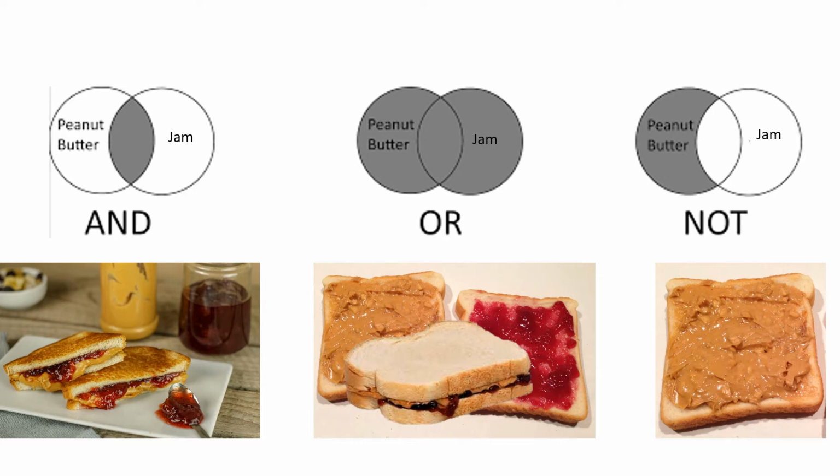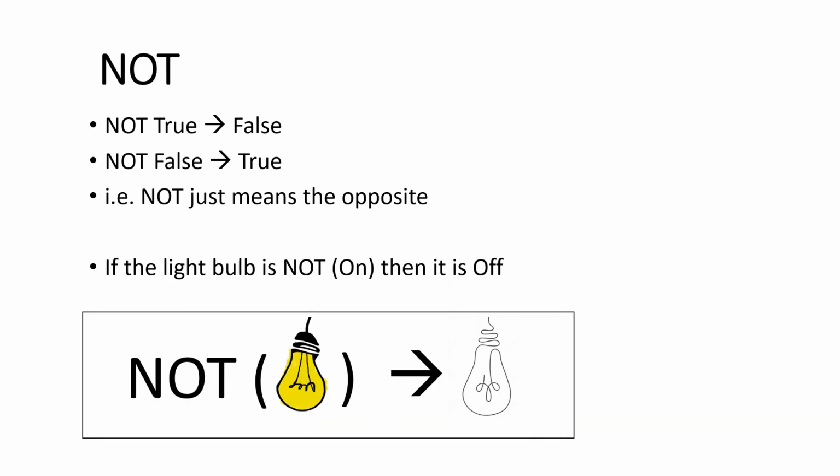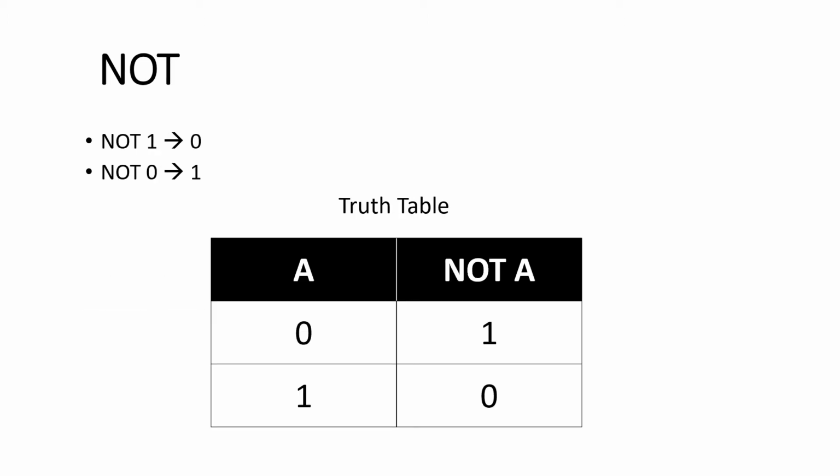Let's look at them in more detail. The not, if we have not of a true value, we actually get a false. Not of a false gives us a true. So not just means the opposite. If the light bulb is not on, then it's off. So the important thing we're trying to get at here is to draw truth tables. So the not of a 1 is a 0, the not of a 0 is a 1.